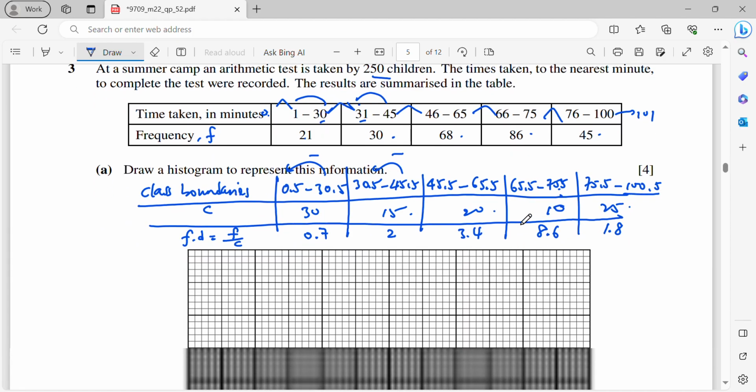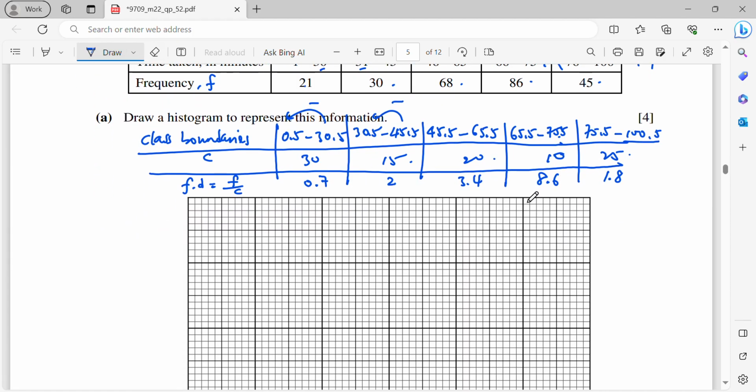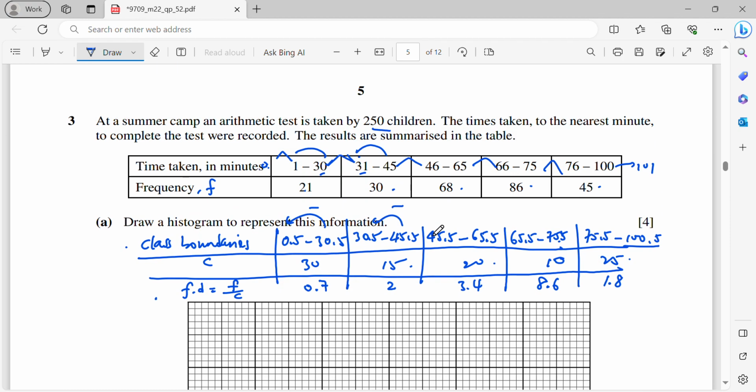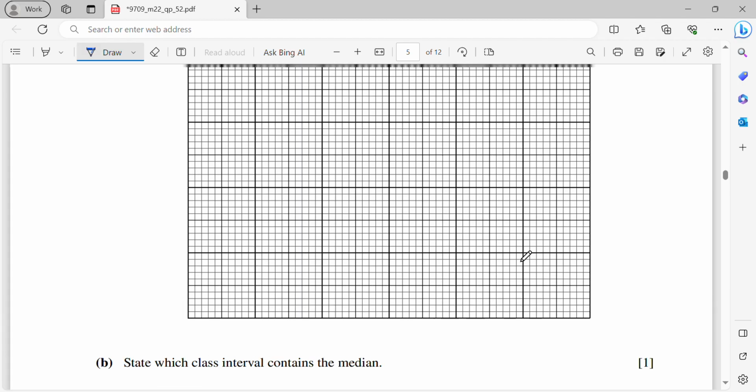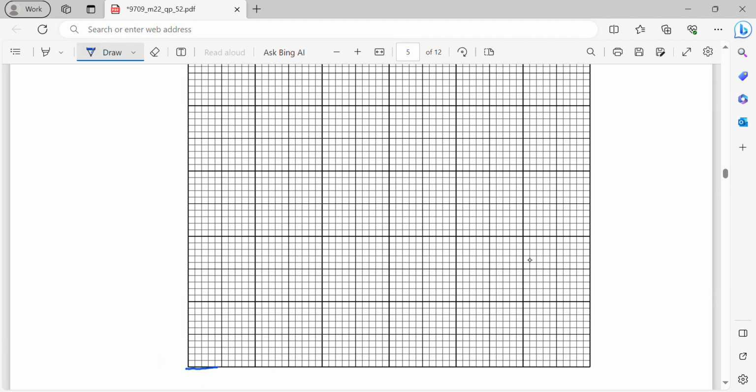Okay, so now I have to sketch the histogram whereby my vertical axis is frequency density and my horizontal axis is class boundaries, to represent the time. Look at the graph here first. For the horizontal axis, let's say I just draw it here. This is my time taken, T minutes. Then the vertical axis is going to be the frequency density. So just draw using a straight line, I mean the ruler.